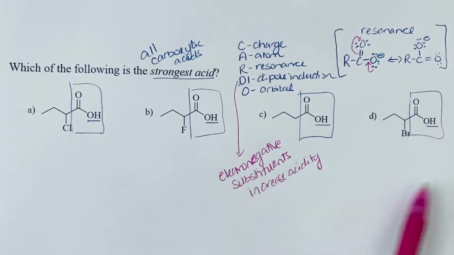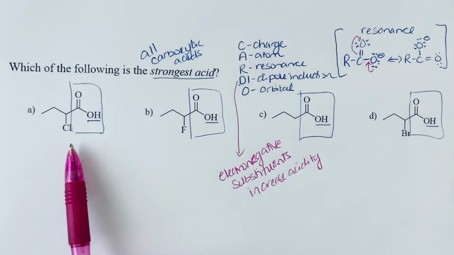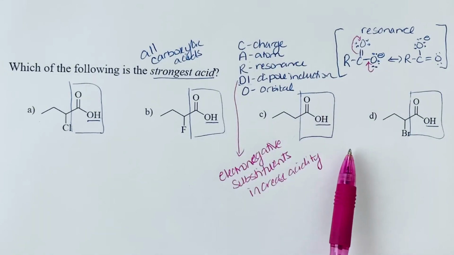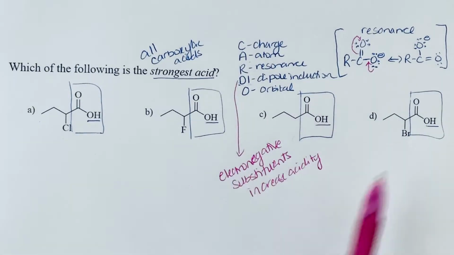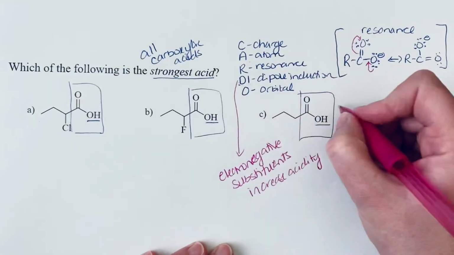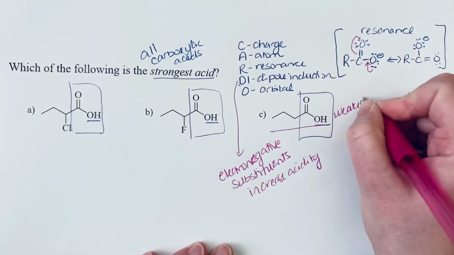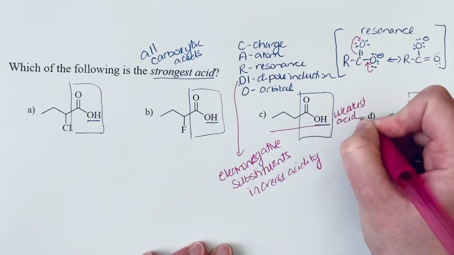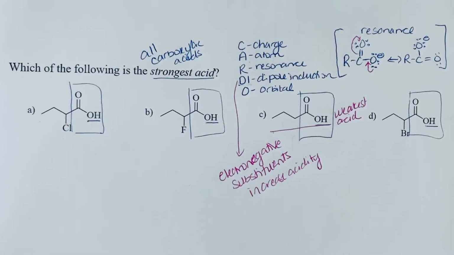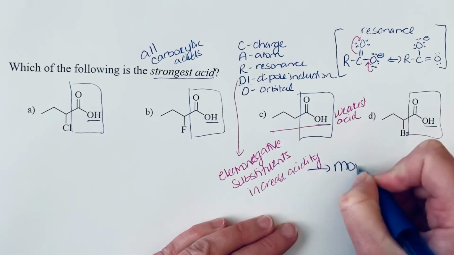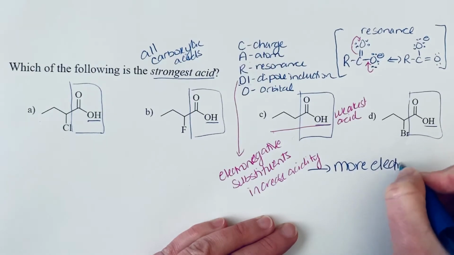And so if we look, these are all structurally similar. So C is your unsubstituted carboxylic acid. And these others have halogens. That means actually that C is the weakest acid. And so the strongest acid is going to have the most electronegative substituents. We're looking for the more electronegative substituent.